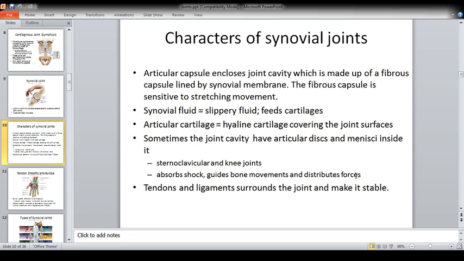There is the medial meniscus and lateral meniscus that is present in the knee, जिसे वो चपनी कहते हैं हम, ठीक है, that is present there.